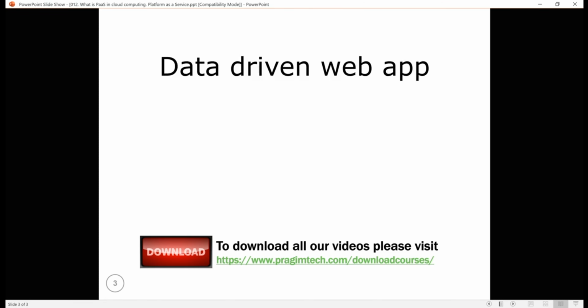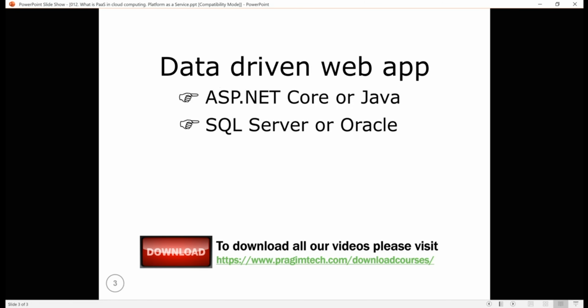For example, let's say you want to develop a data-driven web application. For this, we need a framework like ASP.NET Core or Java. To store data, we need a database like SQL Server or Oracle, for example. We also need a web server to host and run our web application. Purchasing all these softwares, installing, setting up the development environment, and maintaining it is not only expensive but also time consuming. With platform as a service, the cloud service provider provides all these softwares, installs, and configures them.